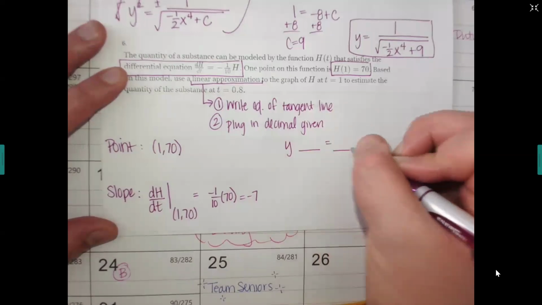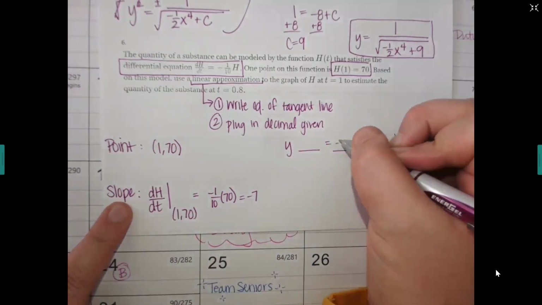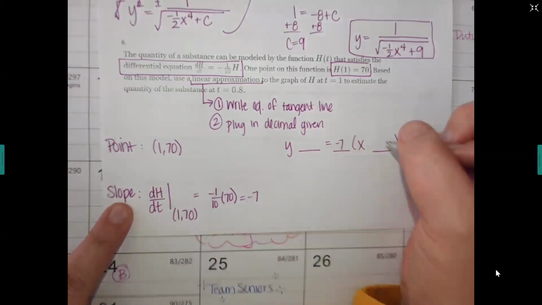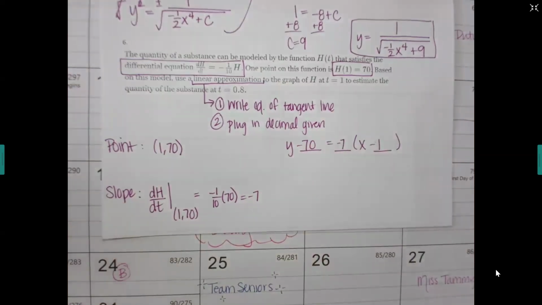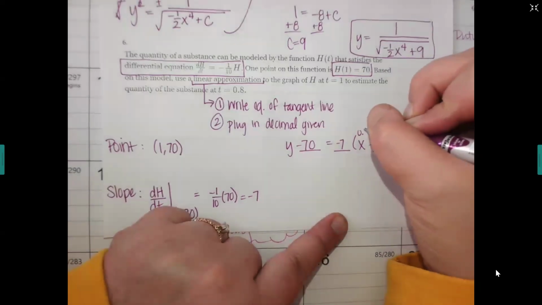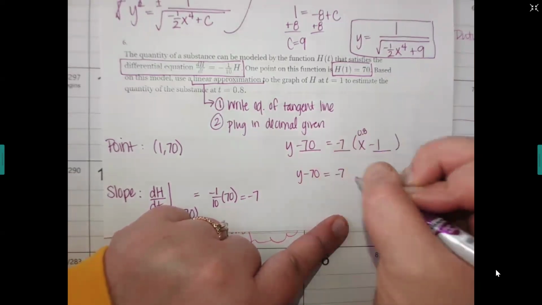Let's write the equation of our tangent line. Y blank equals blank X blank. Remember, the X and the Y are going to go in as opposites. The slope will go in with its true sign. So my slope is a negative 7. My X is going to be a -1. My Y is a minus 70. And then remember, after I write the equation of the tangent line, I need to plug in the decimal they want. What T am I plugging in? 0.8 will go right here. So what is 0.8 minus 1? 0.2.